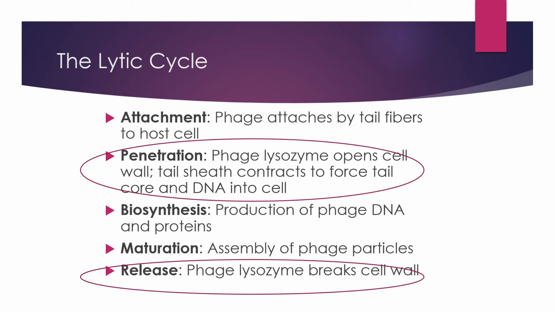After that, you go through the biosynthesis step where we're going to have the production of phage DNA and proteins. Then you'll get maturation where the phage kind of assembles, and then release. And release is a little bit different because we don't really have the budding that we saw when we first started talking about viruses. Instead, the phage causes the bacterium to produce a lysozyme, and as you know, lysozyme breaks down peptidoglycan, so that lyses the cell wall, basically, and the bacterium explodes, releasing new phages into the environment.